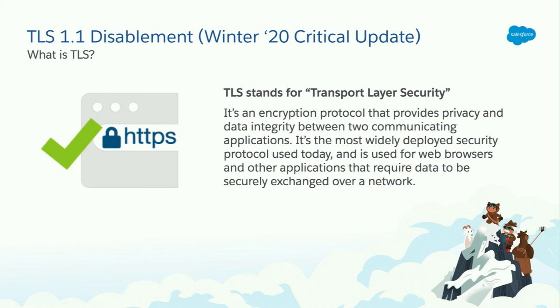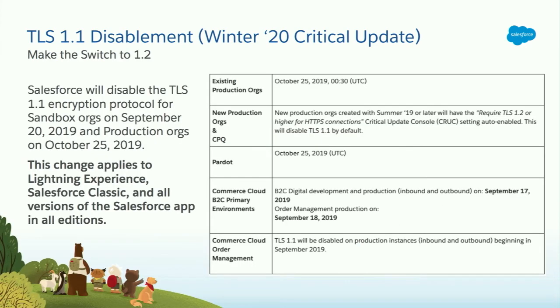And this update applies to Lightning Experience, Classic, and all versions of the Salesforce app in all editions. So it's really important that people take action. And what is the action? We're asking you to make the switch to TLS 1.2. Salesforce will start disabling TLS 1.1 encryption protocol for sandbox orgs today and for production orgs on October 25th.